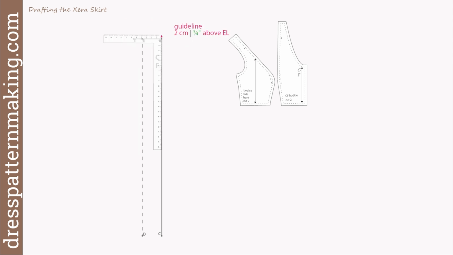Now I want to draw a guideline above the empire waistline, and this guideline will be for helping to create the A-line angle. So I'll measure up from the empire waistline at point A for 2 centimetres or 3/4 of an inch, and I'll mark point F. I'll measure up from point E for 2 centimetres or 3/4 of an inch and mark point G, and then draw a line from point F to point G and continue it on for some distance. Now just a reminder that from point B to point E is the pleat width.